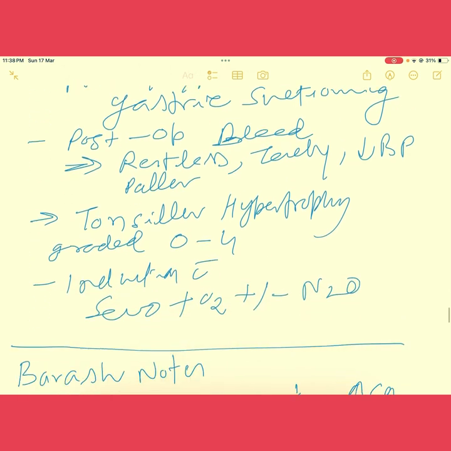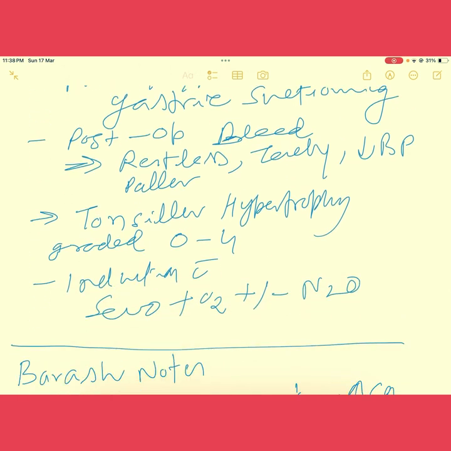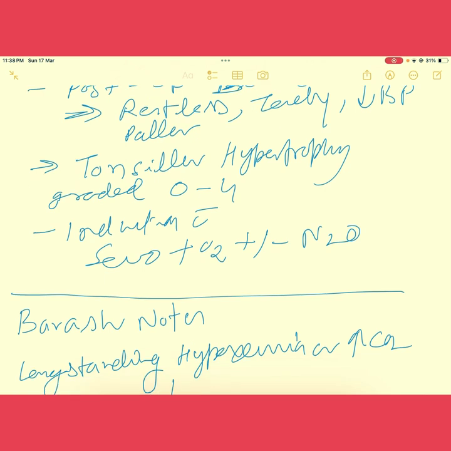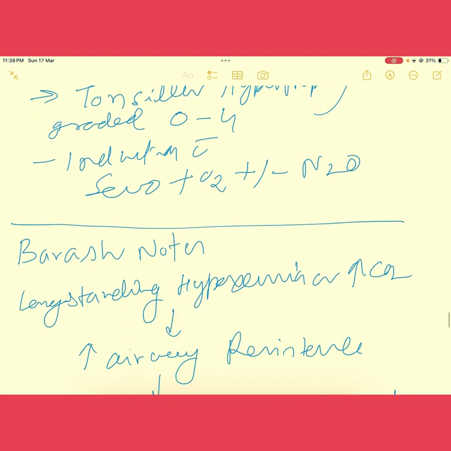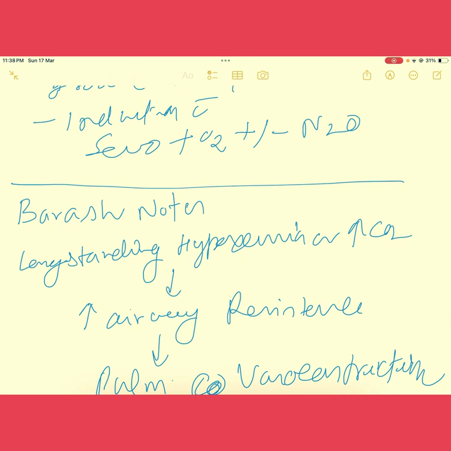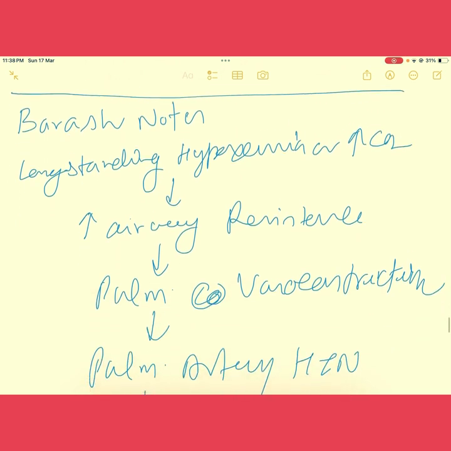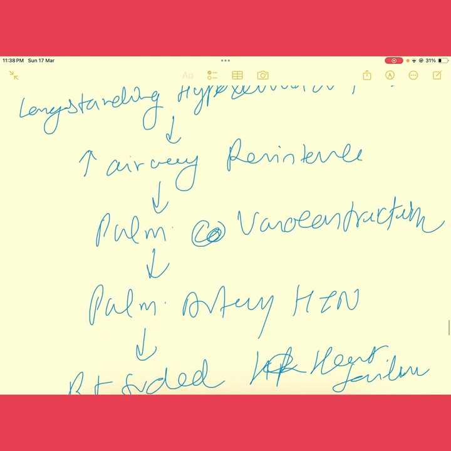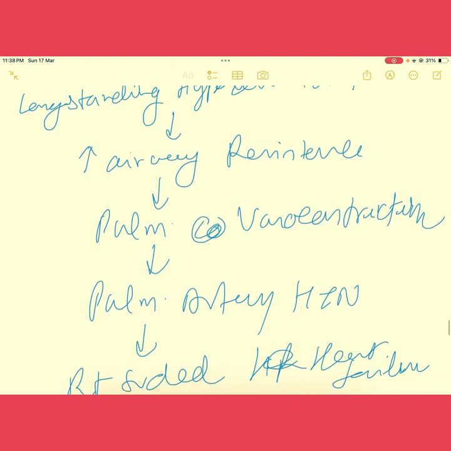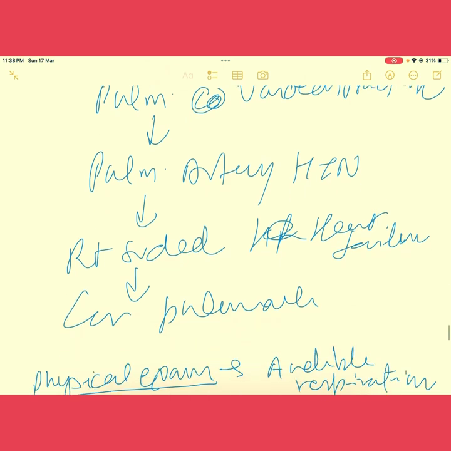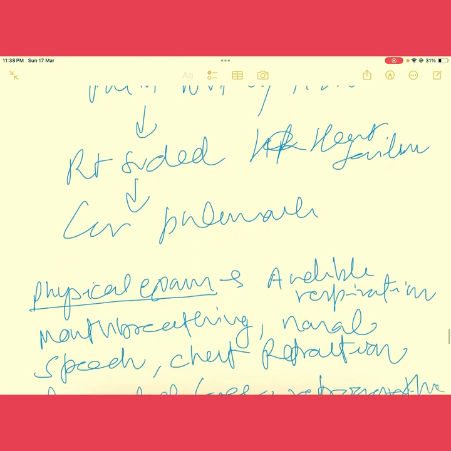Tonsillar hypertrophy is graded from 0 to 4. Induction is usually done with sevoflurane plus oxygen with or without nitrous oxide. From the Barash book: long-standing hypoxemia or hypercarbia leads to increased airway resistance, which in turn leads to pulmonary vasoconstriction, which leads to pulmonary arterial hypertension, right-sided heart failure, and cor pulmonale.